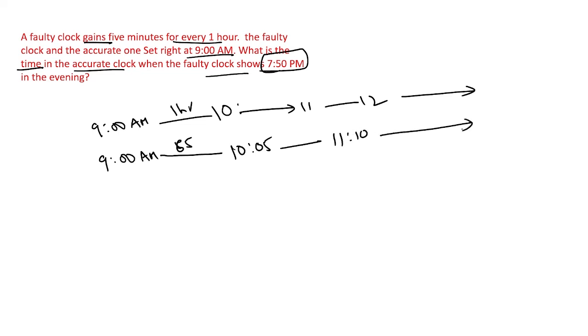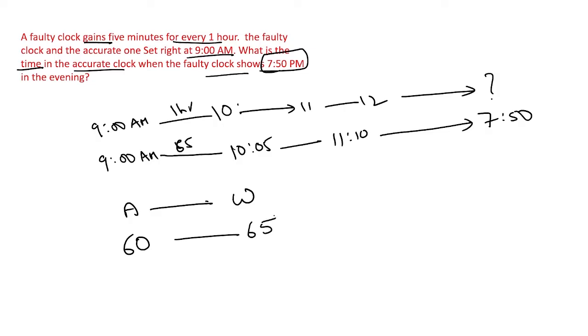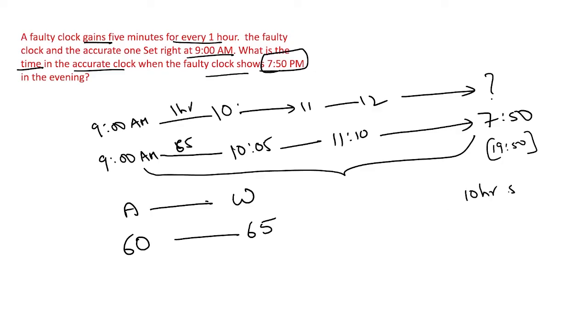Now he is saying that in the wrong clock, the time is 7:50 and you need to find out the time in the original one. So for this, what you need to do is compare the dials. Compare the dials means compare the accurate clock and the wrong clock. We know that 60 minutes in the accurate clock is equal to 65 minutes in the wrong clock. Find out how many minutes there are between 9 o'clock and 7:50. We can write this as 19:50, so 10 hours 50 minutes. So we have a 10 hours 50 minutes gap.